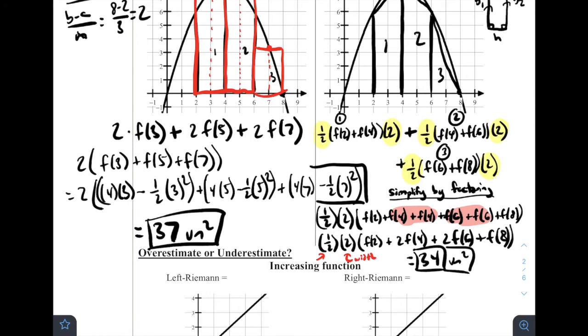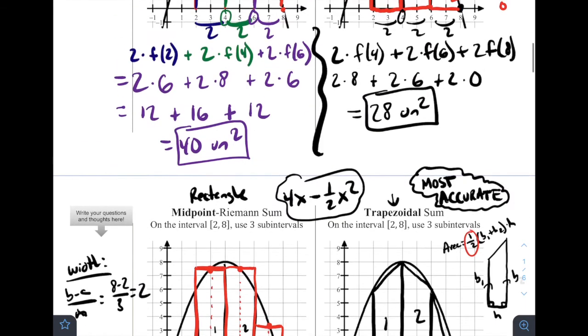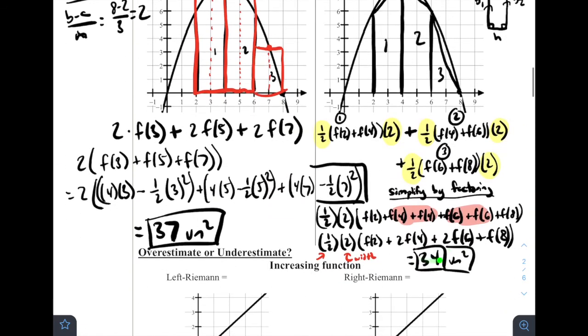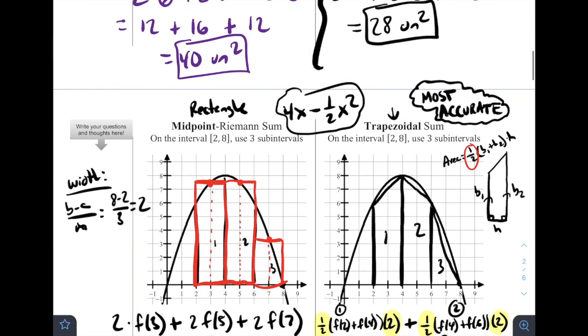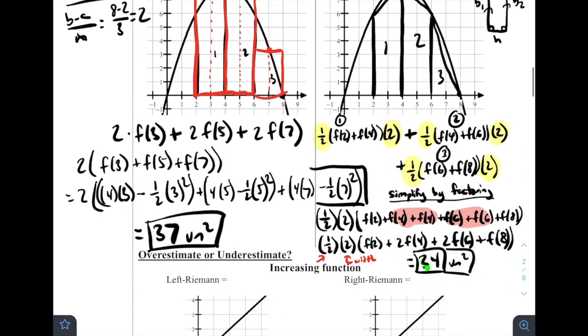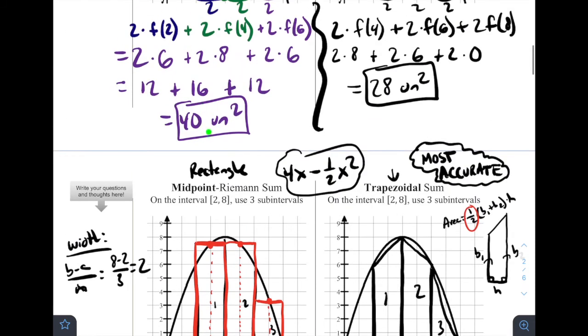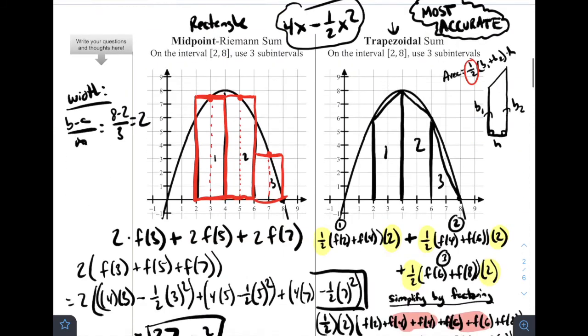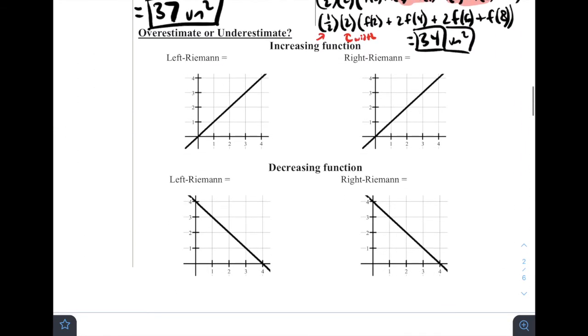Now, fun fact and interesting thing here is we said that 37 was not the middle between the two of these, but 34 is. That's interesting. 34 is halfway between 40 and 28. Very interesting. So the trapezoidal sum, using these trapezoids, actually just gives us the value that's halfway between your left Riemann sum and your right Riemann sum. That could be useful information to know. All right, let's keep going.